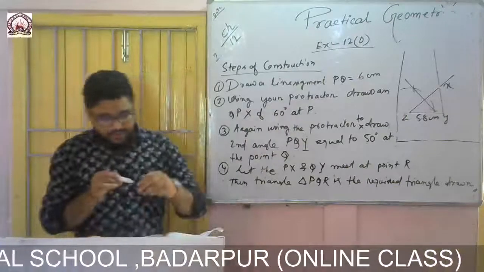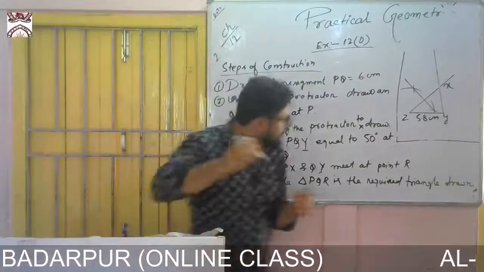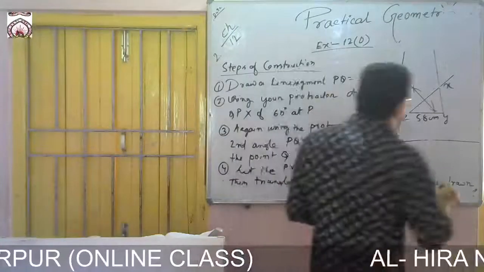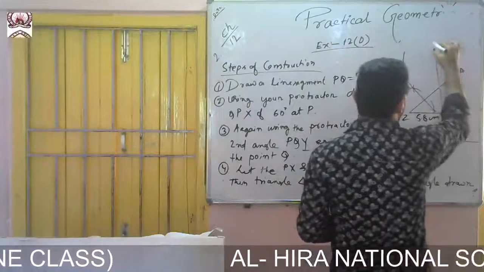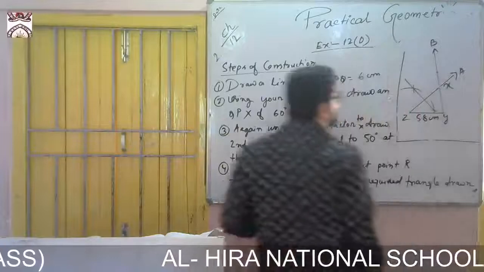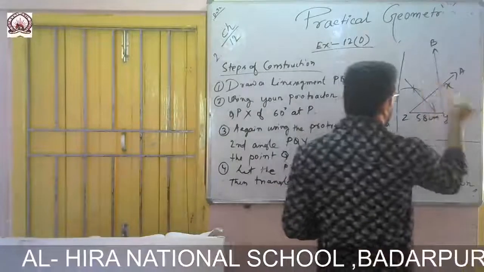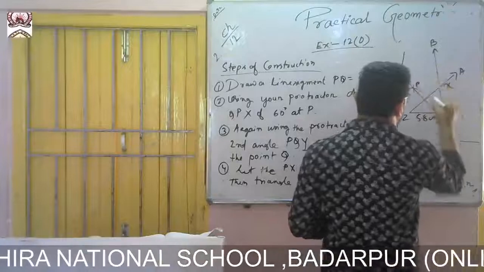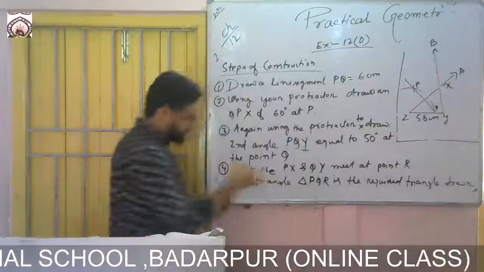Now you write the steps of construction. Up to that much it will remain the same. So this one you give A, and this one you give B. And this point of intersection you give P, this one you give Q.